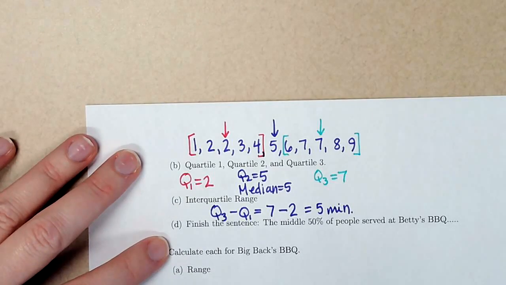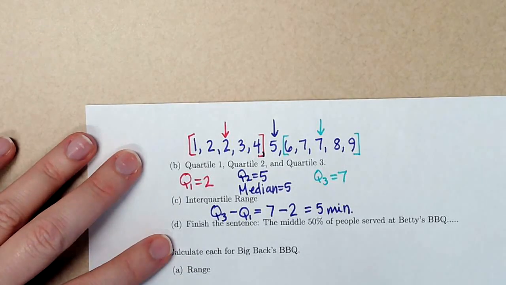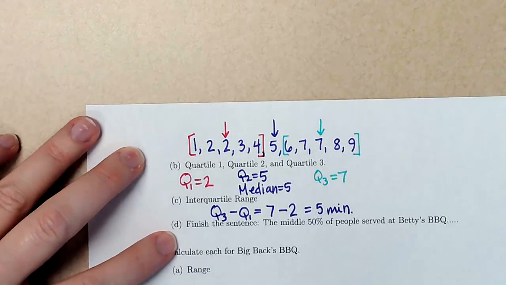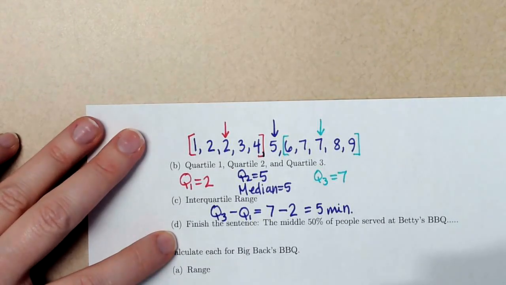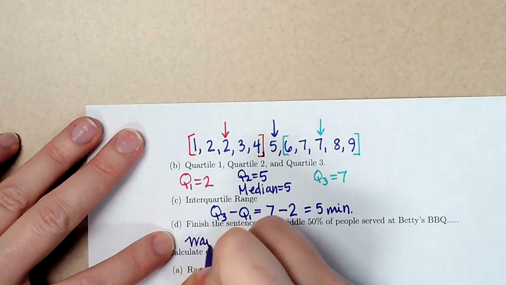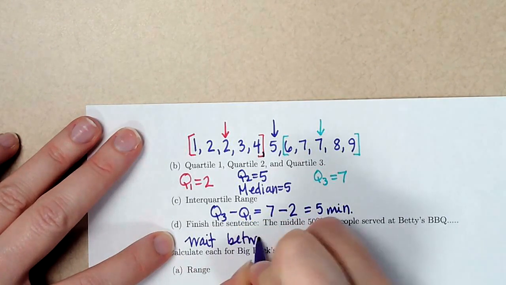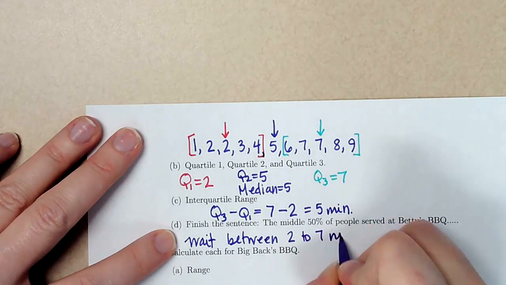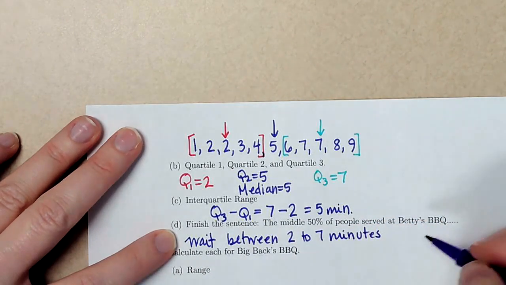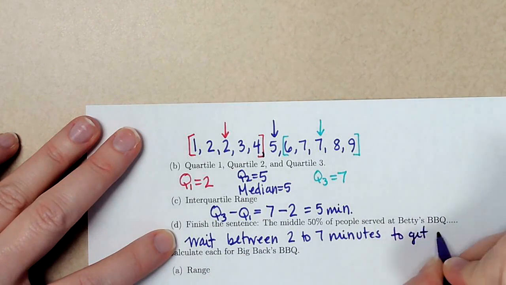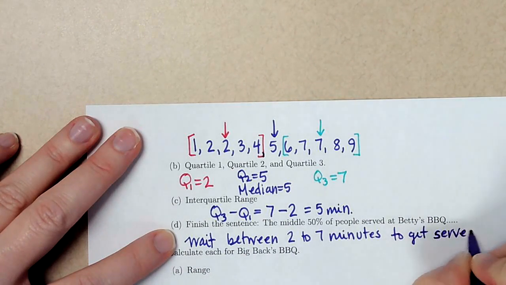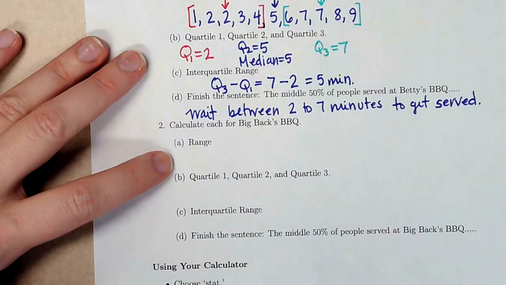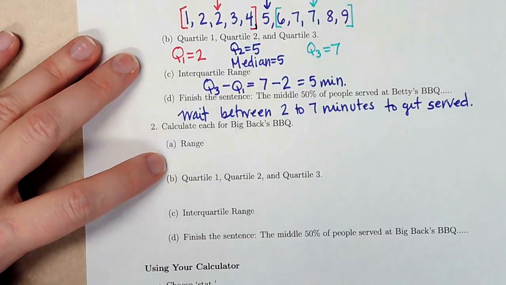So it says, finish the sentence. The middle 50% of people served at Betty's Barbecue, I would say, wait between 2 to 7 minutes to get served. And that's a span of 5 minutes difference. Now do the same thing for Big Back Barbecue.